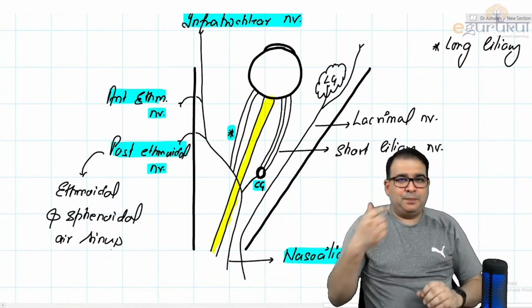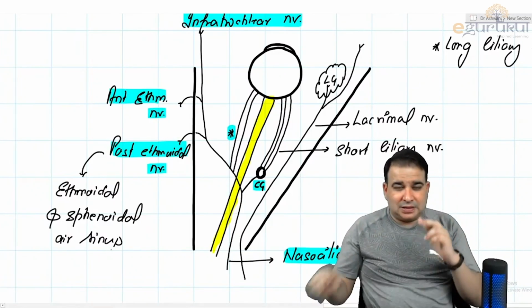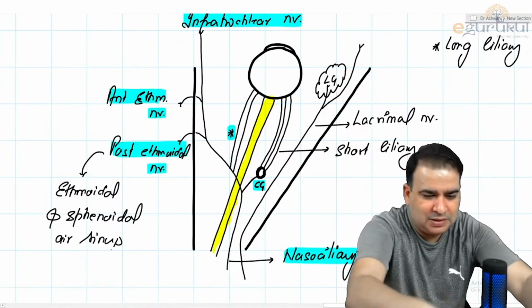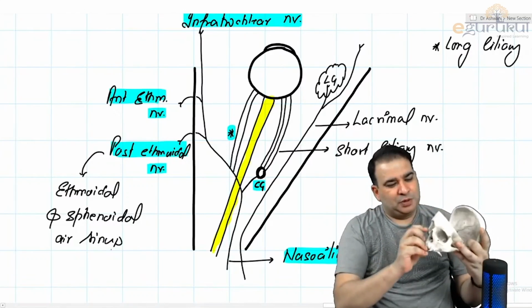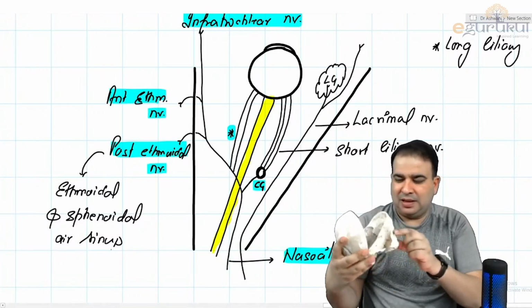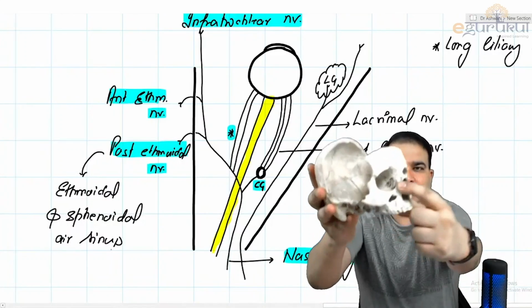Sphenoidal air sinus. But the ethmoidal air sinus can be seen in the ethmoid bone, that is on the medial wall of the orbit. If you look at this here, let me show you the picture. You can see ethmoidal air sinuses in this. This is slightly broken, and thankfully it is broken. You can see on the medial wall.